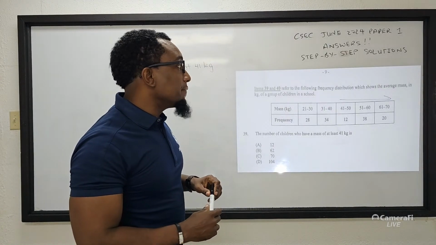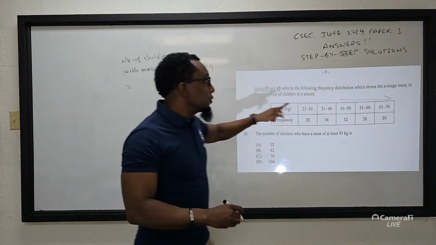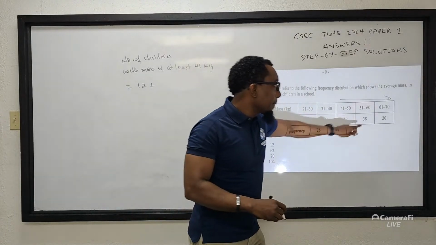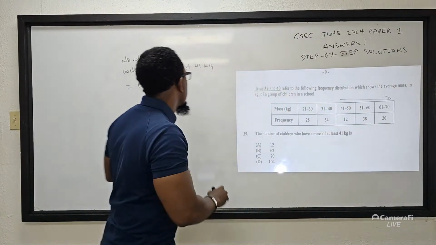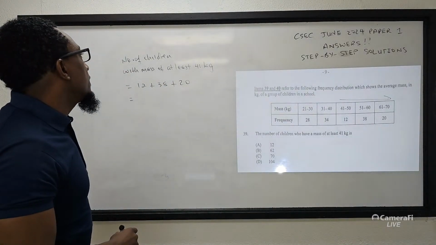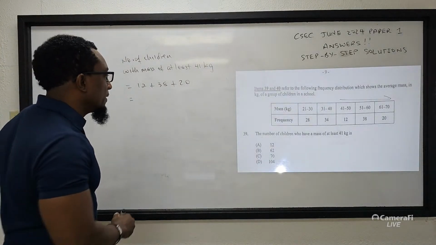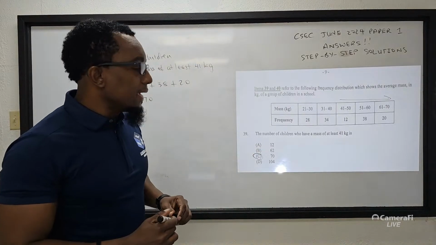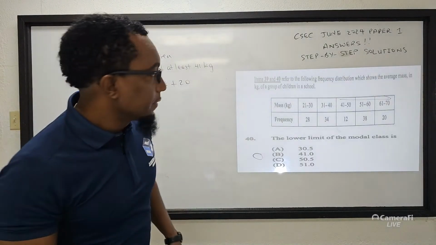So how many students will have a mass of at least 41 kilograms? That will be equal to 12 plus 38 plus 20. And that will give us what? 38 plus 20 will be 58, and 58 plus 12 will give us 70. Whose answer there is C. So 39 is C. Let's look at 40.